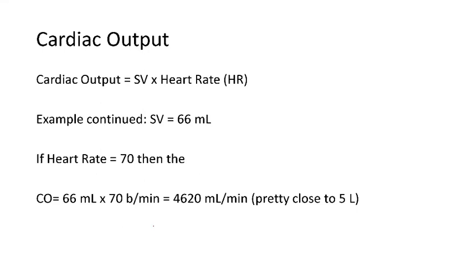So then cardiac output is equal to the stroke volume times the heart rate. In my example from class and continued from above, we have the stroke volume of 66. We gave them a heart rate of 70. We multiply it through and we got 4,620 milliliters per minute, which is pretty close to 5 liters. But now we're going to do some comparisons. We're going to be able to compare cardiac output, kind of a way to determine who's in the best shape.